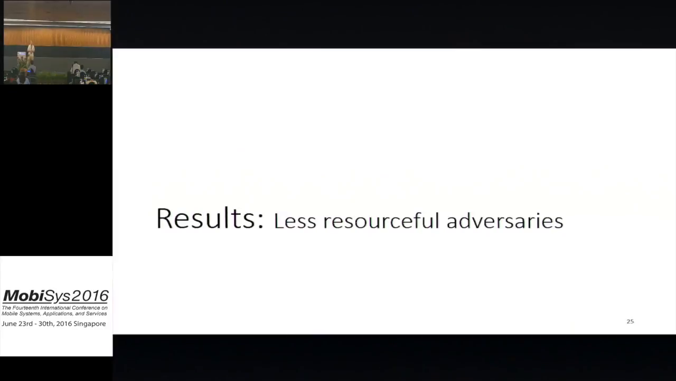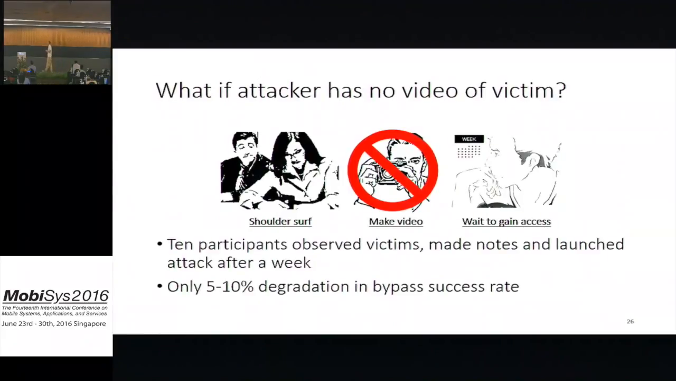Some other interesting results. What if our attacker has fewer resources available? Our attackers are relatively powerful, so they can take a video of the victim and watch it as often as they want. What if they can't do this, for example? This is what we did on the next slide. Imagine you have an office scenario, and if you start videotaping your workmates, the workmate may get suspicious. So if you assume a scenario where you see your office mate once, and then maybe you can take notes, but you can't take a video, and then after a week or so, you can actually launch the attack.